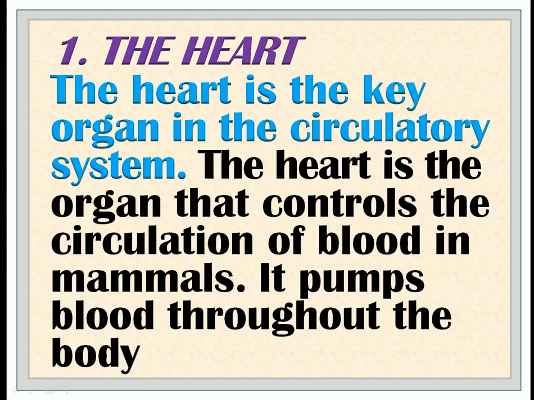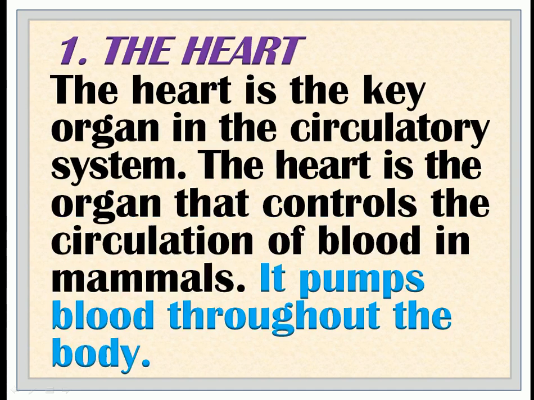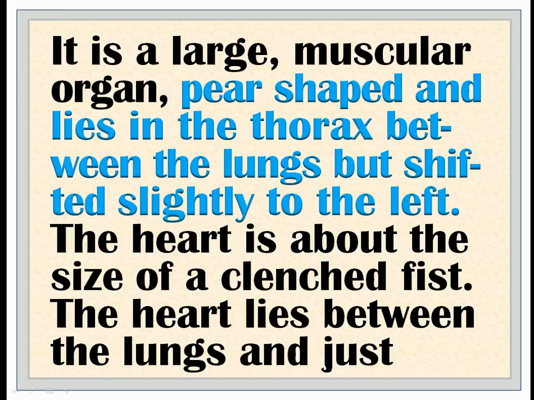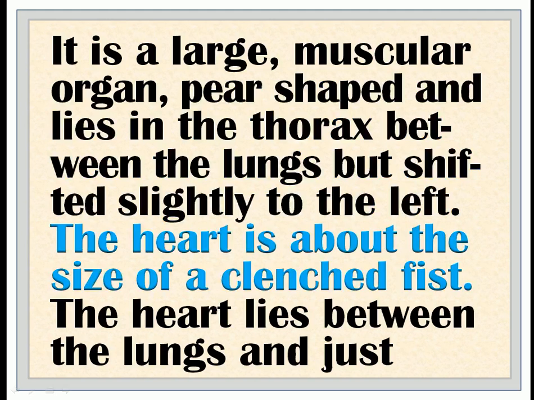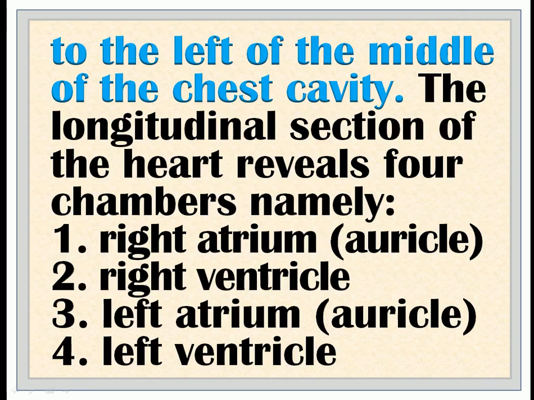The heart is the key organ in the circulatory system. The heart is the organ that controls the circulation of blood in mammals. It pumps blood throughout the body. It is a large, muscular organ, pear-shaped, and lies in the thorax, between the lungs but shifted slightly to the left. The heart is about the size of a clenched fist. The heart lies between the lungs, and just to the left of the middle of the chest cavity.